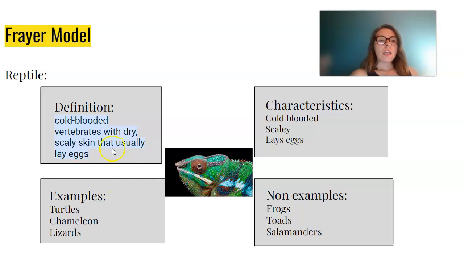Well, they're looking at the examples of turtles, chameleons and lizards, but you also see that children often associate reptiles with frogs, toads, and salamanders. So you have non-examples over here on this other part of this model. And you also need to make sure that the students have the definition, the examples, the characteristics, and the non-examples.